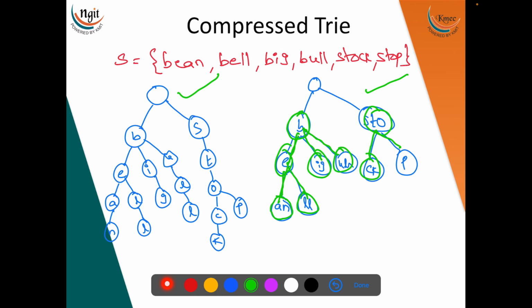So now we'll see the memory representation, how it goes for the compressed trie. Whatever strings we have, that will be given with index numbers.